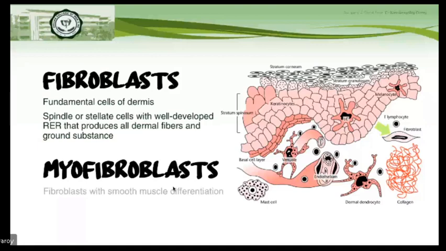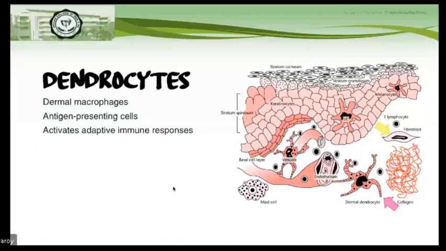Because of these fundamental functions, the fibroblasts are the workhorses of wound healing, whereas your macrophages are the orchestrators of wound healing. Now, dermal dendrocytes are responsible for antigen uptake and processing for presentation to the immune system. They are also useful for processes involved in wound healing and tissue remodeling.